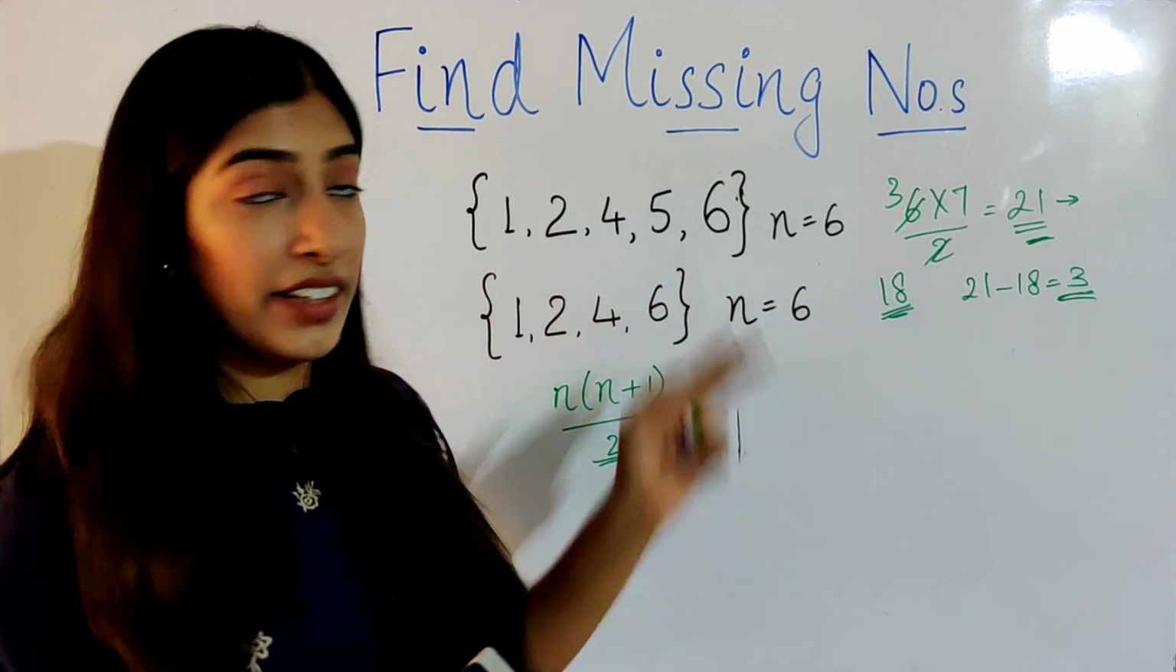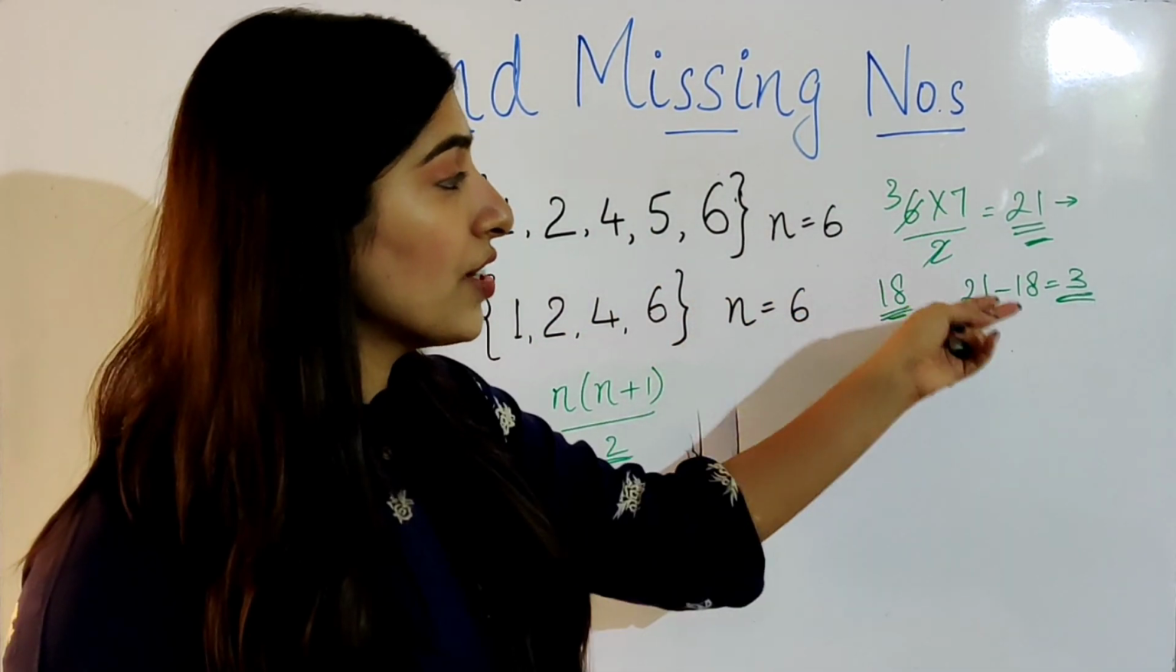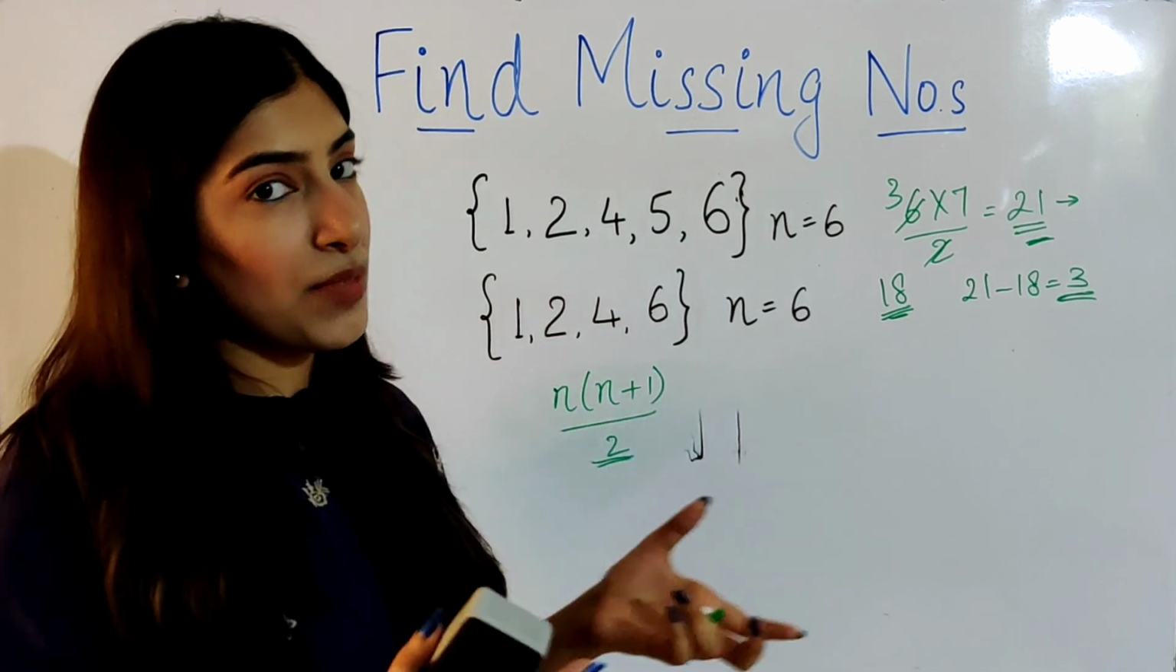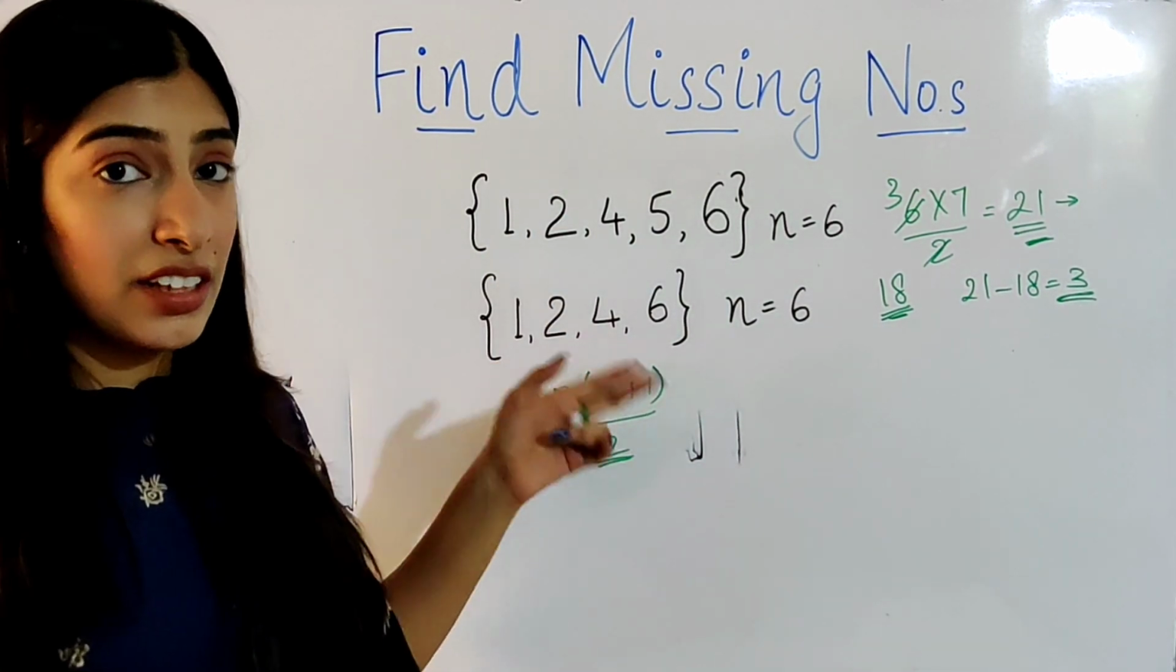We just have to iterate the array once and we come to know the present sum, right? Now the difference will give us the number that is missing. So the easier question is done. But what about the trickier one over here?